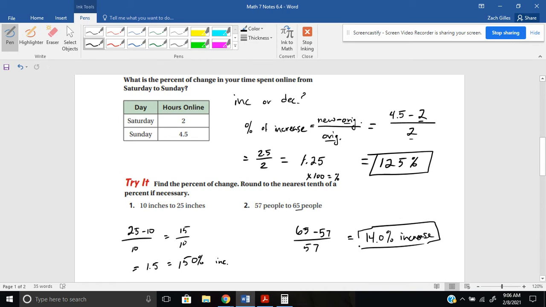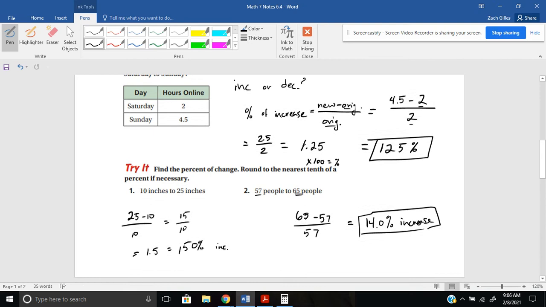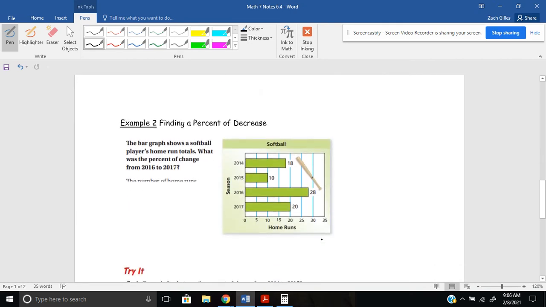And that's not a lot of an increase, right? 14% isn't a whole lot, but you look here, 57 people to 65 people. We only increased by 8 people out of a total of 65. So that's not a whole lot of an increase, and we see that here. All right, let's try another example.